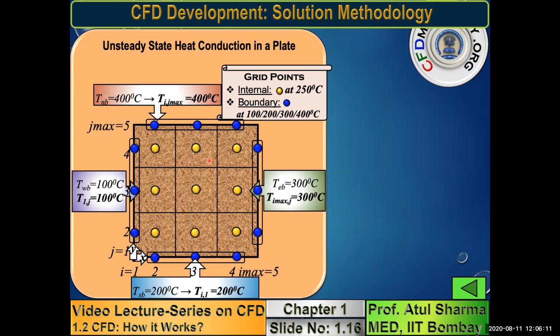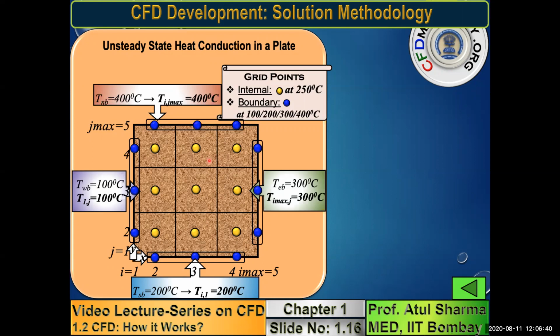So note that from the initial condition, I know the temperature of all these yellow circles as 250 degrees centigrade. And from the boundary condition, I know the temperature of the blue circle. So note that the temperature of the first picture in any CFD simulation for unsteady case is known from the initial condition and boundary condition.